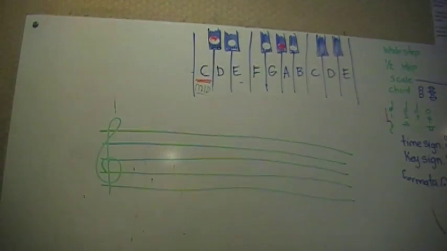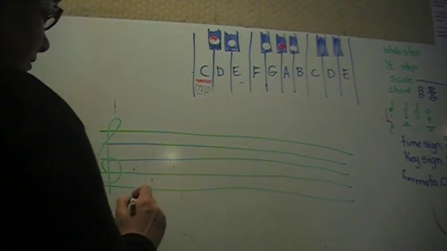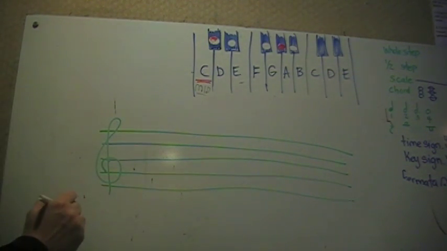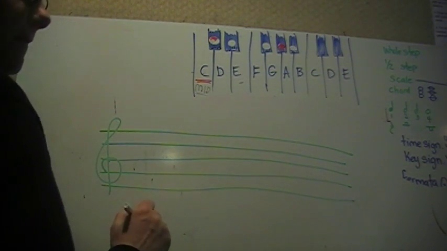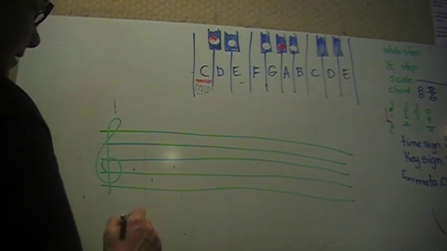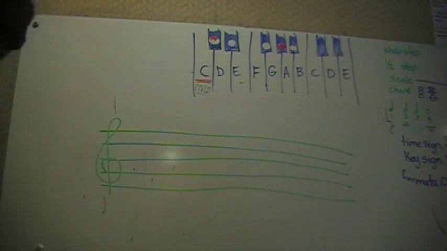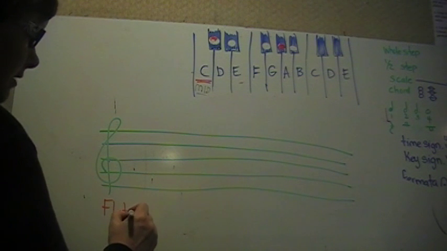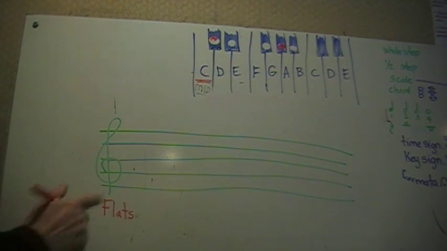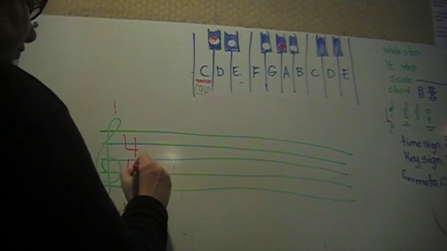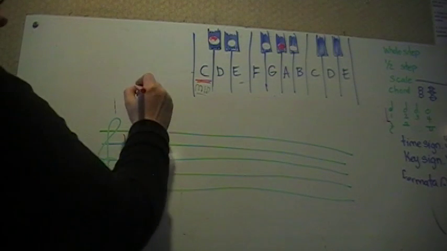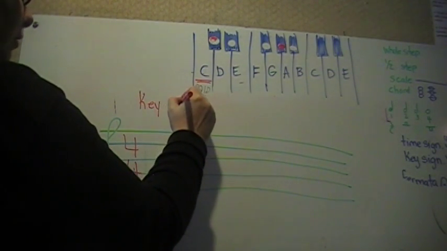And what we're going to do is draw. We already did a C scale, now we can do a flat scale or a sharp scale. If we do flats, we can put our time signature in there, we have our treble clef, and now we need to figure out the key signature or the scale.